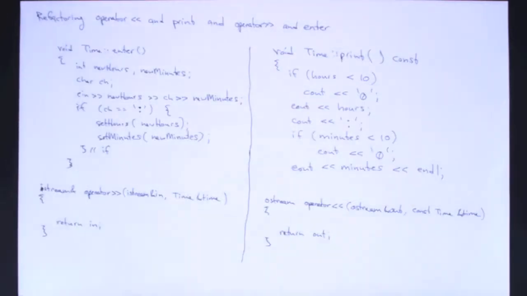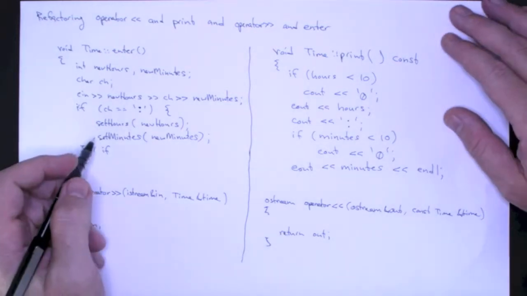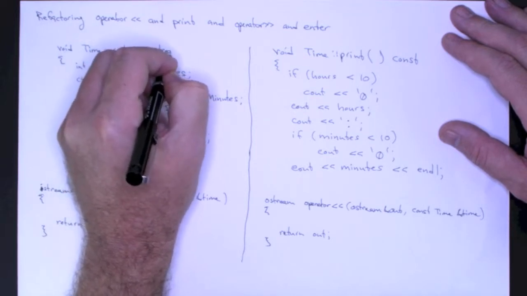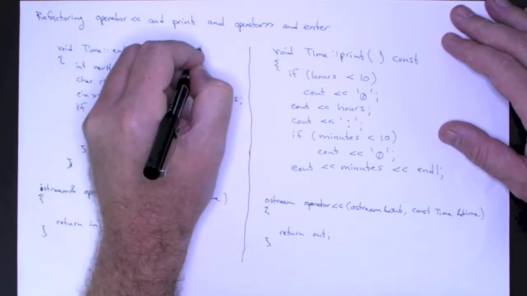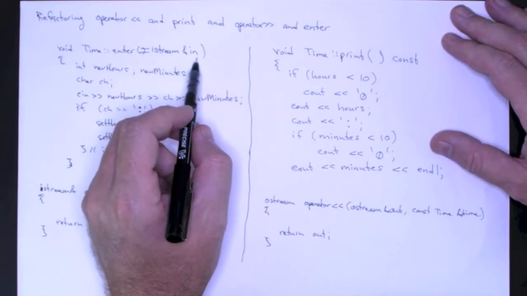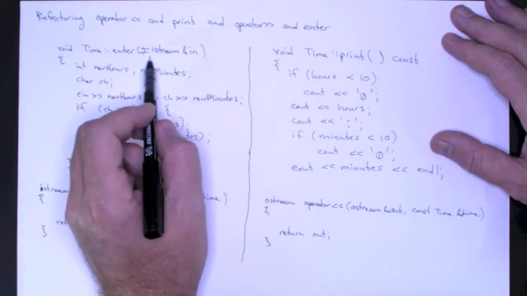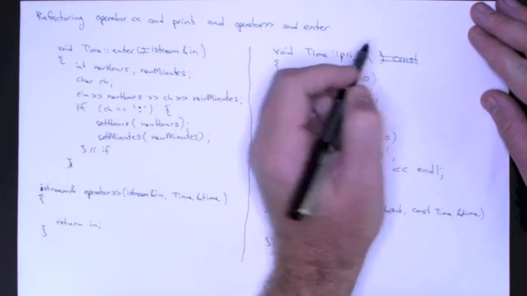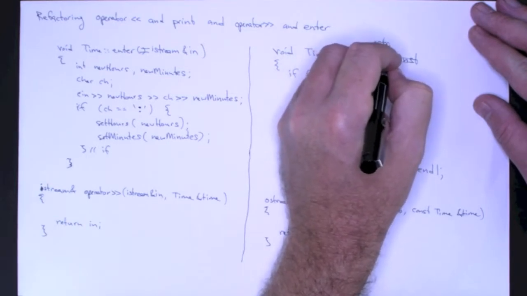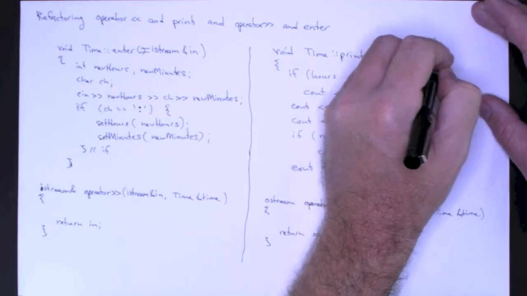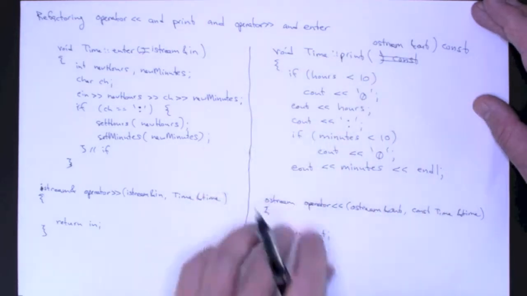So those are the changes I have to make to my class definition. Now, in terms of the implementations of the methods, I've got to add this parameter here: istream in. And remember that in C++, you do not write the default argument in the implementation. It only appears in the definition. And here I'm going to write ostream out and const.